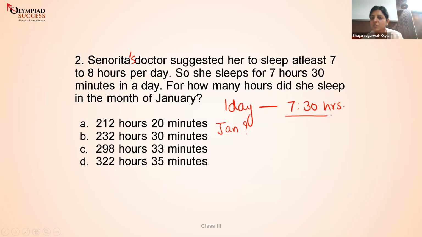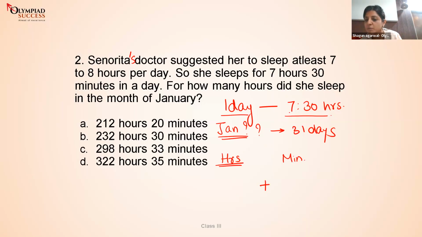So we'll see how. As you correctly said, one day she's sleeping for 7.5 hours. So in January, how much will she sleep? We know that in January, there are 31 days. Correct? So we have to multiply 7.5 hours by 31 days. Now there are two ways of doing this. Let's look at the first simple way. We can multiply hours and multiply minutes separately and then add both. First, the hours. I know I have to multiply 31 into 7 because 7 hours every day, which will give me 217 hours.